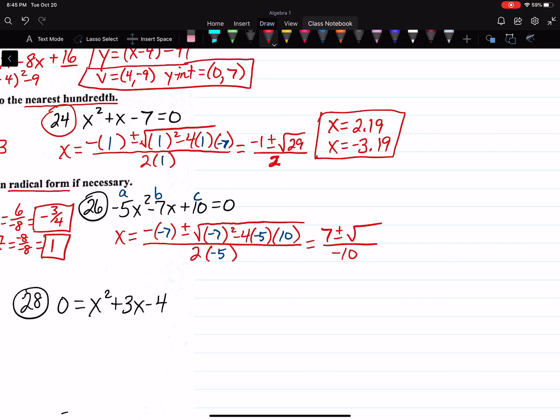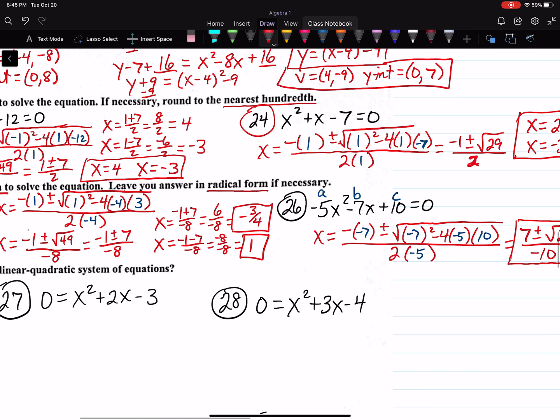That is 249, and I do not believe that can be reduced. 3 and 83 work, but 83 is a prime number, and so nothing changes. So that is my answer: 7 plus or minus the square root of 249 over -10. That is your answer, left in radical form.